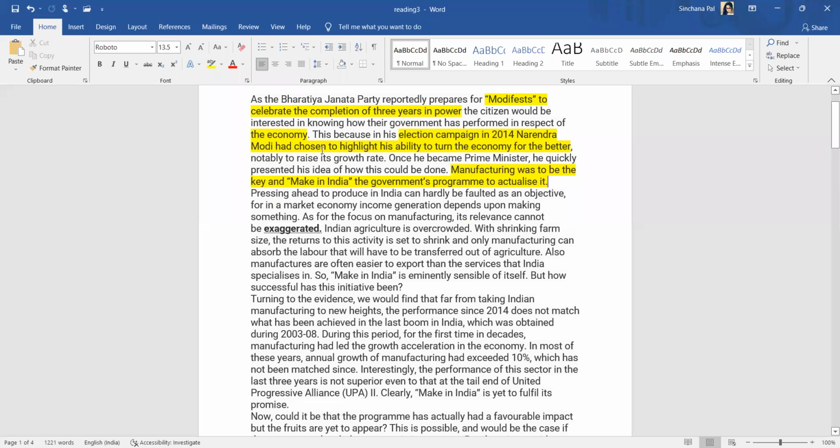Pressing ahead to produce in India can hardly be faulted as an objective, for in a market economy, income generation depends upon making something. So what do you want to mean?